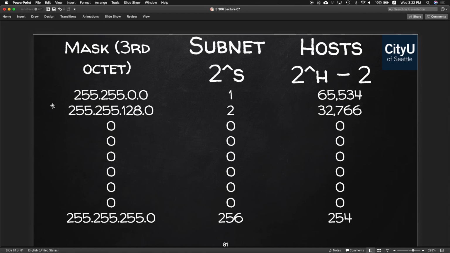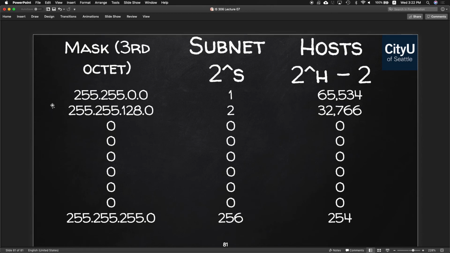The formula to get your number of networks or subnets is basically 2 raised to s, meaning this value. 2 raised to 1 is 2. If we go back here, we did not use any bits for our subnet. 2 raised to 0 is 1.